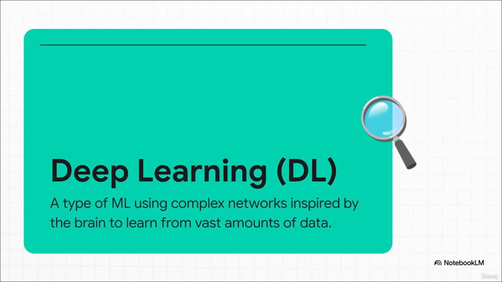A special kind of machine learning is deep learning. It uses these really complex structures called neural networks, which are kind of sort of inspired by how our own brains work, to learn from just massive, massive amounts of data. We're talking huge chunks of the internet. This is the engine that powers all the cool AI stuff you see today.